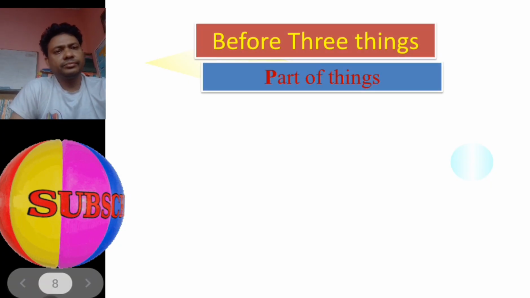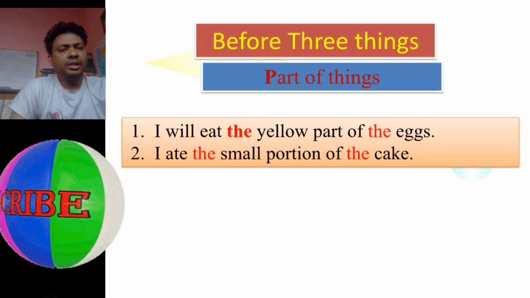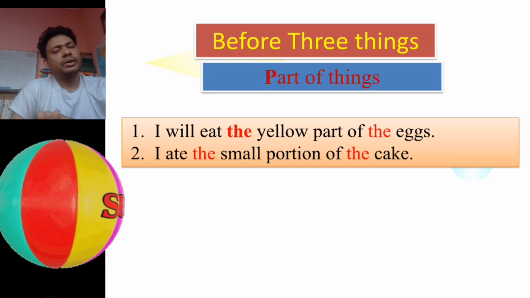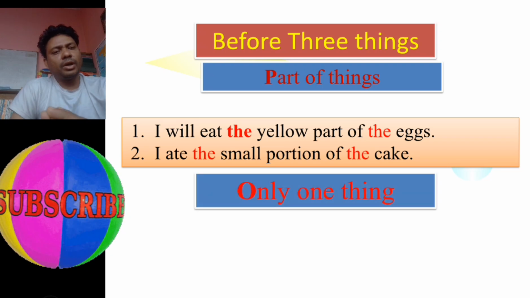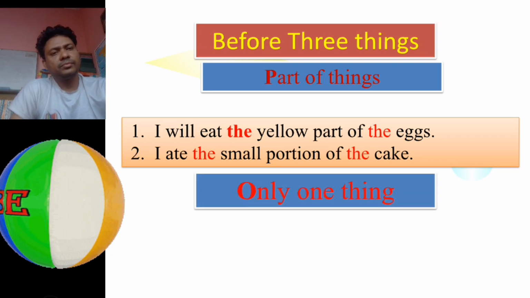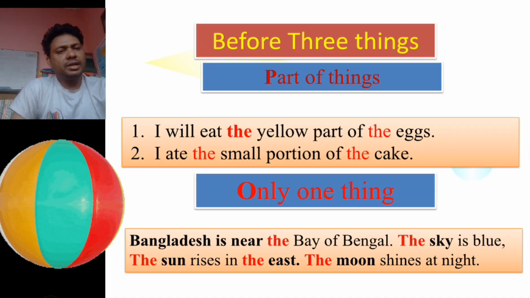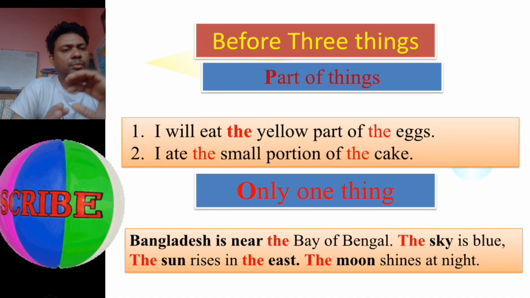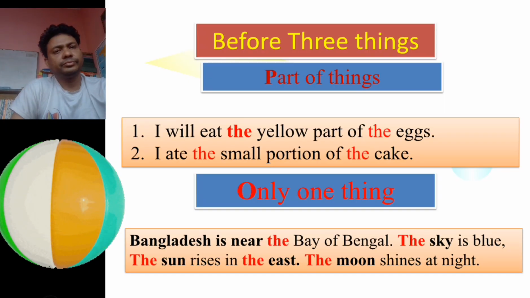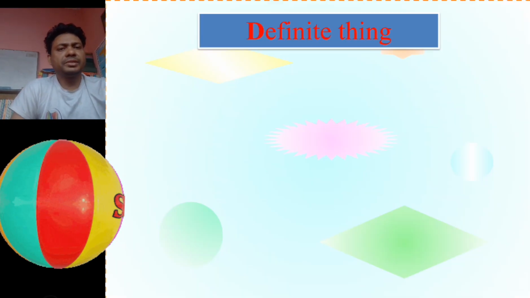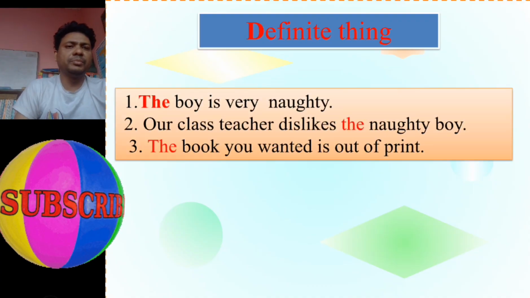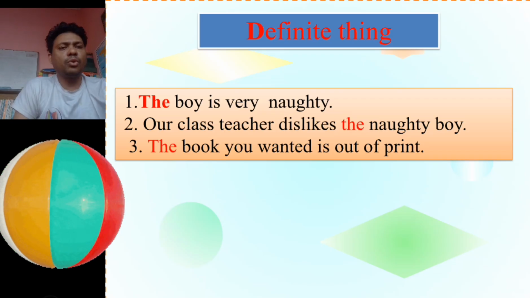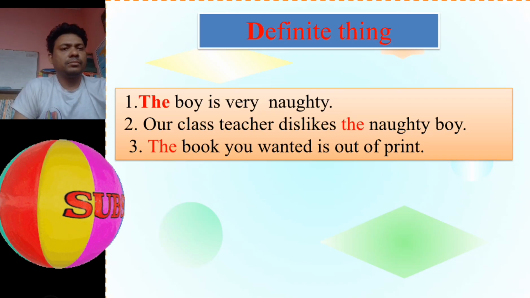three things. Part of things: I will eat the yellow part of the egg. I ate the small portion of the cake. Only one thing: Bangladesh is near the Bay of Bengal. The sky is blue. The sun rises in the east. The moon shines at night. Definite thing: The boy is very naughty and our class teacher disliked the naughty boy. The book he wanted is out of print.